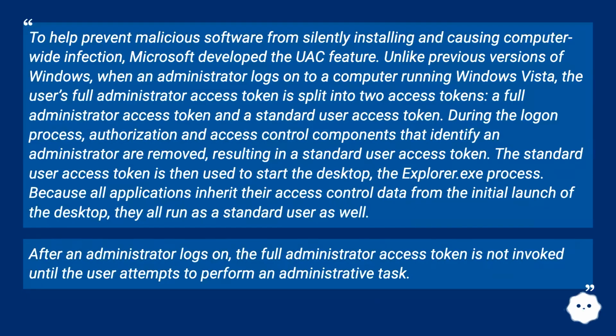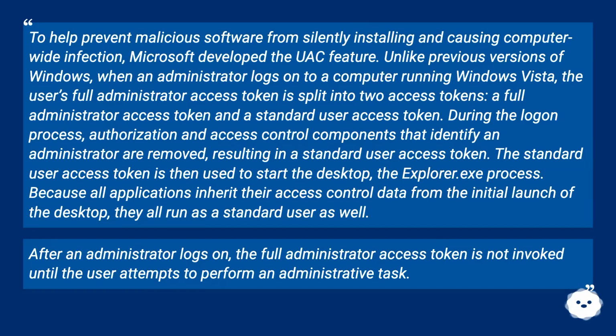From TechNet. To help prevent malicious software from silently installing and causing computer-wide infection, Microsoft developed the UAC feature. Unlike previous versions of Windows, when an administrator logs onto a computer running Windows Vista, the user's full administrator access token is split into two access tokens: a full administrator access token and a standard user access token. During the login process, authorization and access control components that identify an administrator are removed, resulting in a standard user access token. The standard user access token is then used to start the desktop, the Explorer.exe process.